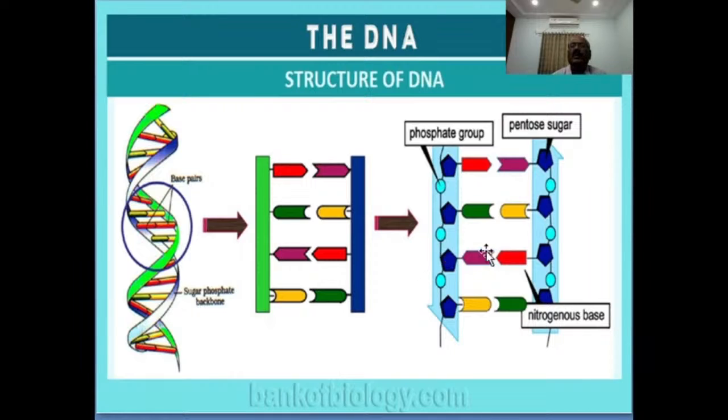So, between 2 strands, hydrogen bonds are there in between the nitrogen bases. Between adenine and thymine, 2 hydrogen bonds. Between guanine and cytosine, 3 hydrogen bonds are there.